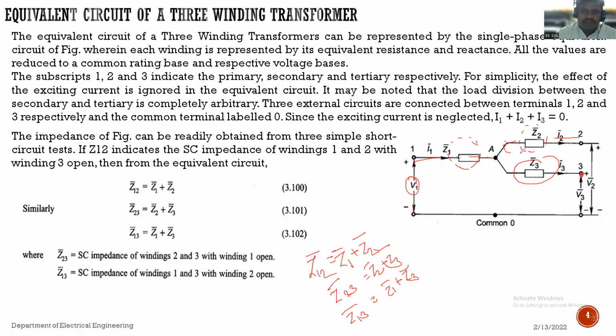So because we are maintaining this as open circuit, it was mentioned. So see, Z12 is nothing but the short circuit impedance between terminal 1 and 2. Z23 is nothing but the short circuit impedance between terminal 2 and 3. And Z13 is nothing but the short circuit impedance between terminal 1 and 3. At that situation, the remaining winding can be kept open circuit. At that time, we keep the remaining winding open circuited.